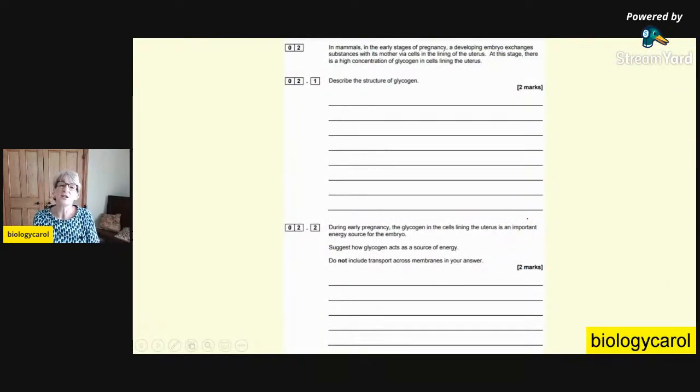In mammals, in the early stages of pregnancy, a developing embryo exchanges substances with the mother via the lining of the uterus. At this stage, there is a high concentration of glycogen in the cells lining the uterus. Describe the structure of glycogen. Well, my initial thought is it's loads of alpha glucoses joined together, and it is a branched molecule.